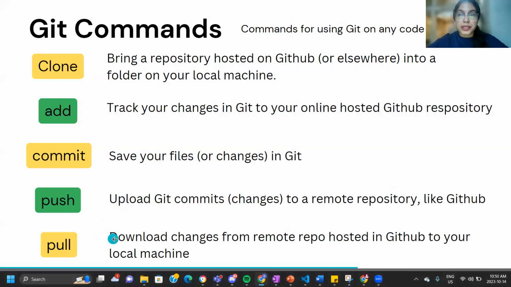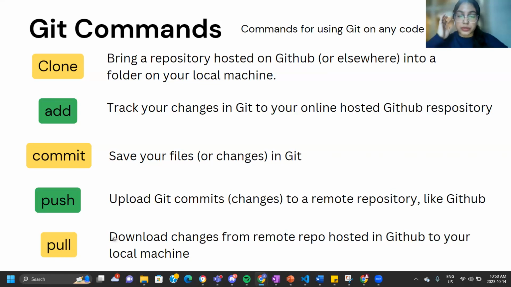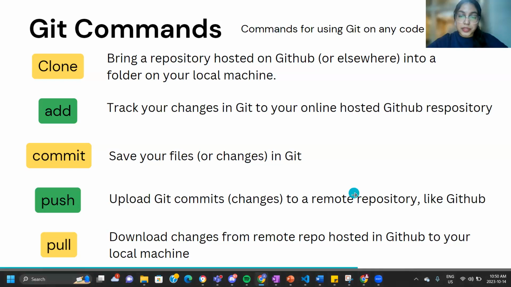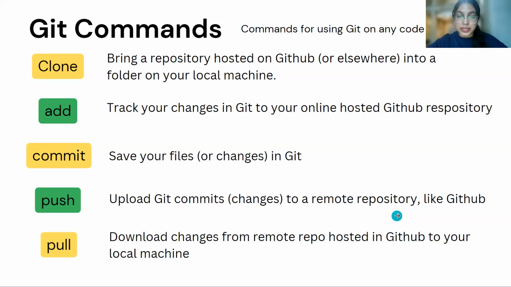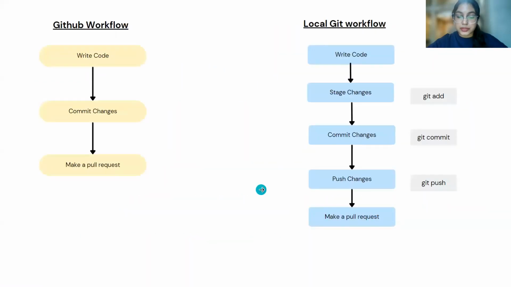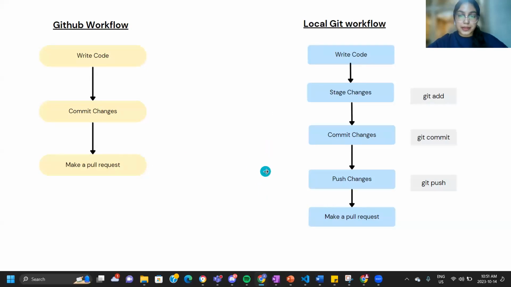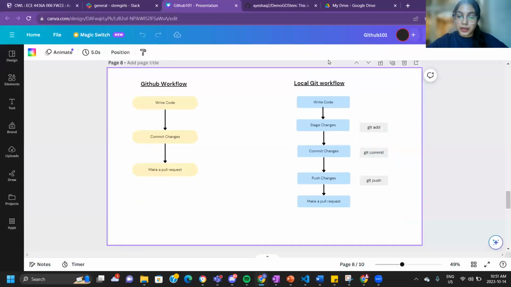Same thing with pull. If someone else has made a change from their computer and pushed it to your GitHub repository, and you want that change to appear in your local folder in your VS Code, you need to pull those changes. So this way you're able to make changes and bring changes from the remote GitHub repository, and whoever makes changes, they're able to see those changes. I think, yeah, let's go back to our VS Code.